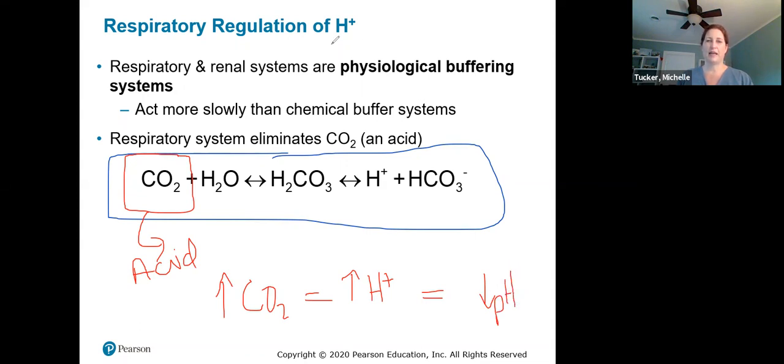Normally, in acid-base balance, we're dealing with high CO2, high hydrogen that we want to get rid of. And so we want to decrease the CO2. So if our blood is becoming more acidic, we want to remove CO2 by breathing deeper, or deeper and faster, to get rid of the CO2, and that drives this reaction this way.